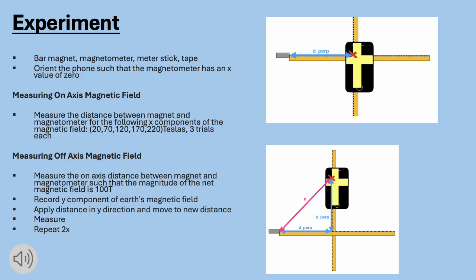On to our experiment and procedure, we have our bar magnet, magnetometer, meter stick, and tape, and we essentially mark where our magnetometer is within our phone, and then we measure the distance between the magnet and the magnetometer for different X components of the magnetic field, and we did 3 trials of each distance, and then we switched it and we did the perpendicular distance off of the axis. So we measured it up and down, and we recorded the Y component of the Earth's magnetic field.